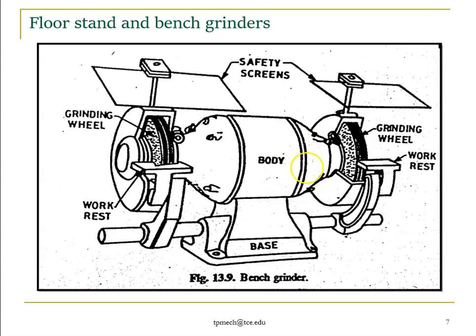We have a body, which acts as the housing for all the mechanisms and the power engines. It has a horizontal revolving spindle. At both ends of the horizontal spindle we have a grinding wheel, and over the grinding wheel we have a work rest where we place our workpiece, right? In addition, we have a grinding wheel guard as well as safety screens, generally used to prevent chips from flying away from our machinery. This is a basic image of a bench grinder.